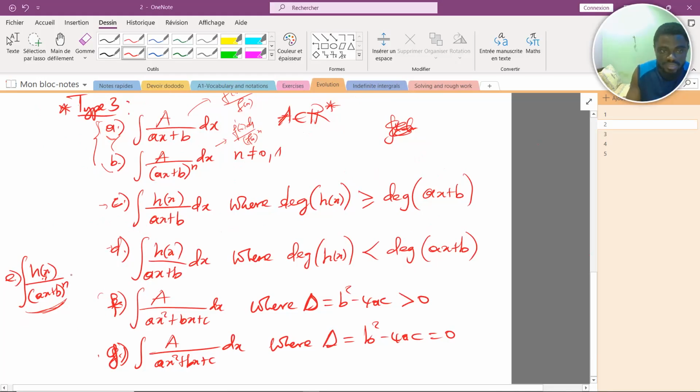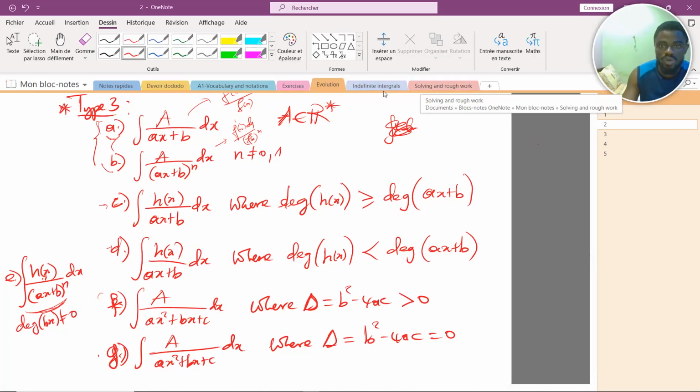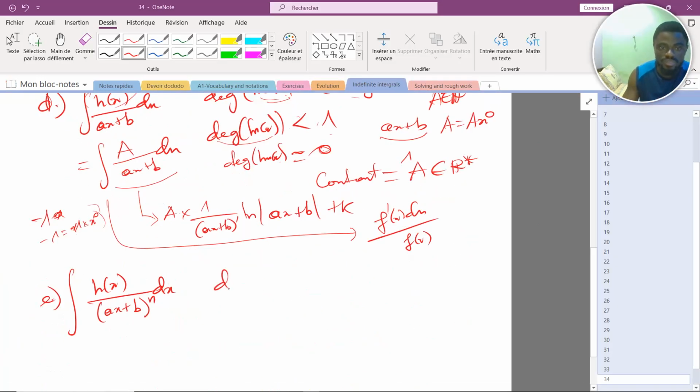I'll precise that the degree of h of x is not equal to 0. Yes, I'll precise that, because let me explain why I'm precising it. With the degree of h of x not equal to 0.